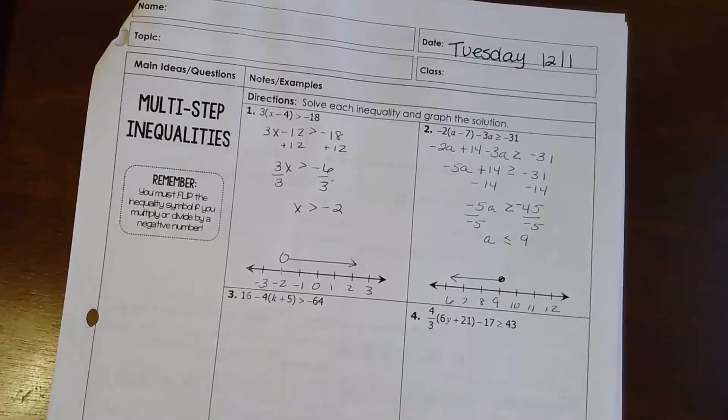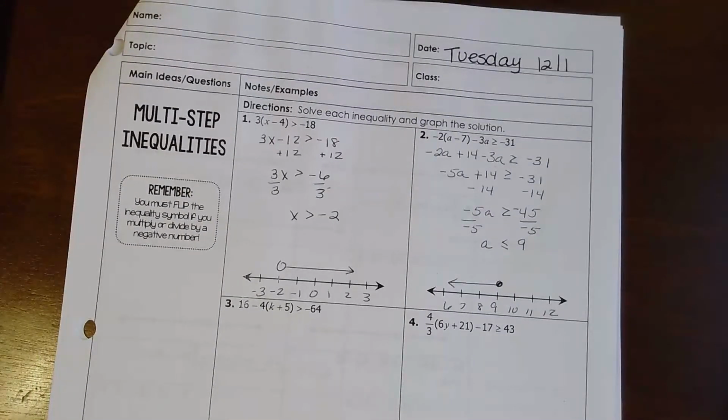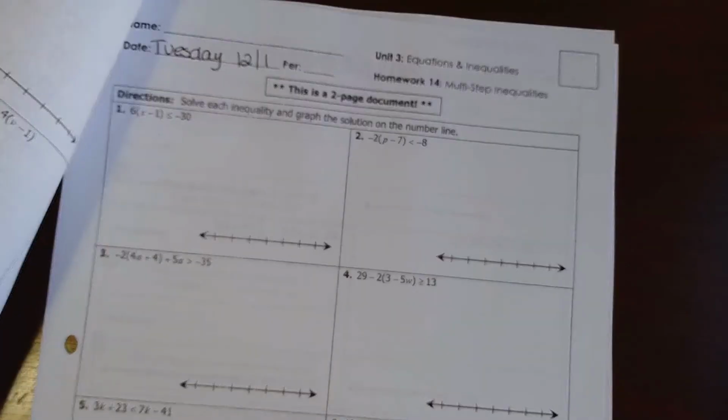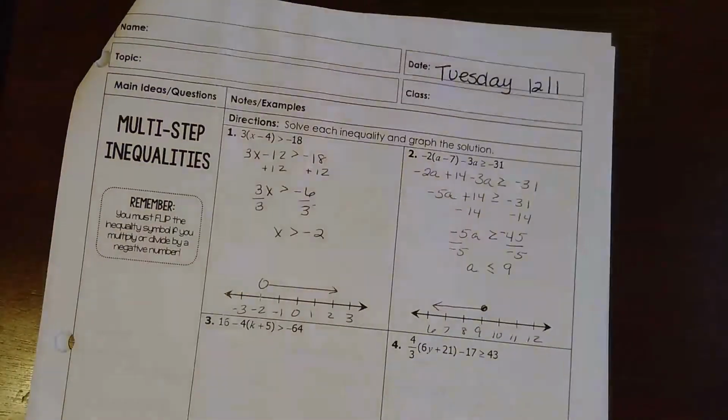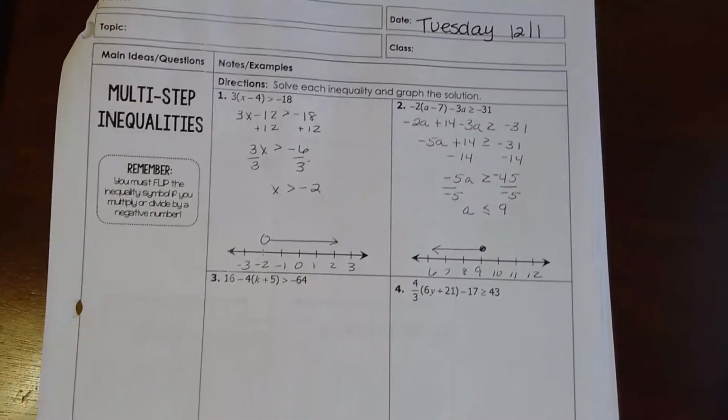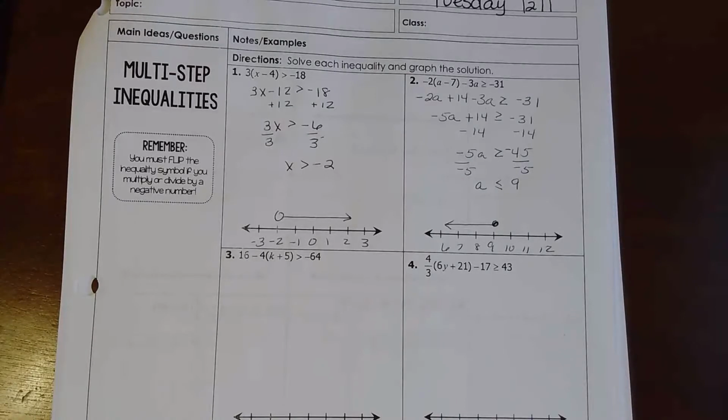Why don't you just pause the video and try 3 through 12. So go ahead, pause the video, try 3 through 12, and then come back and check your answers.